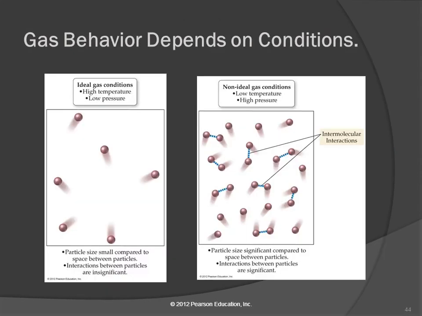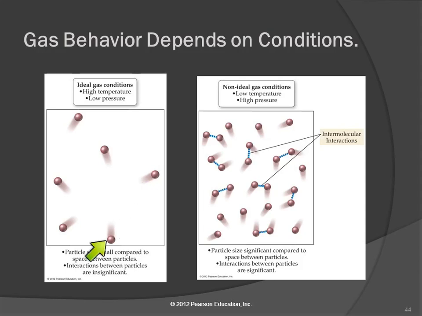The ideal gas law is great. It works under a lot of conditions, but it doesn't work all the time. And this is because of what the gases do, and it's related to kinetic molecular theory. And we said that kinetic molecular theory does not explain gas behavior all the time either.